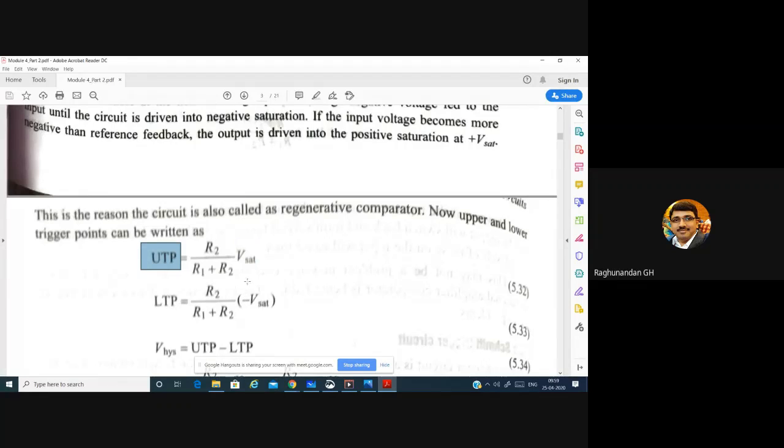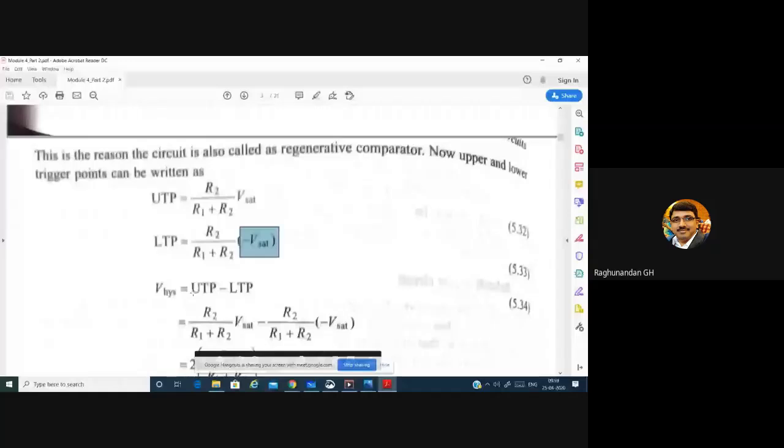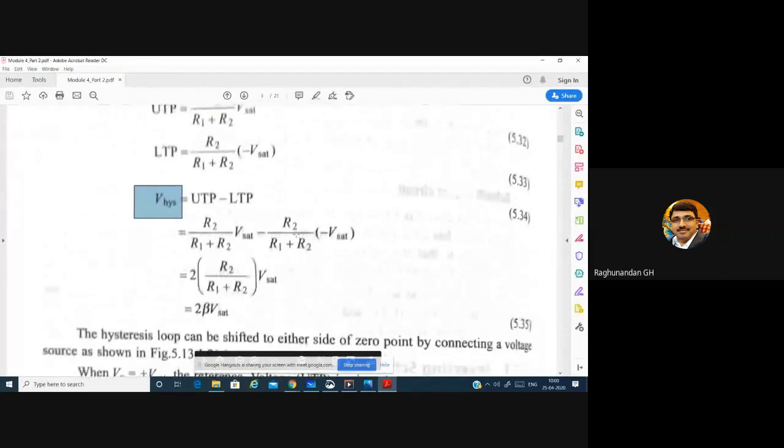LTP, lower threshold point, is found by considering minus V saturation. The voltage divider formula is the same, but in UTP we use plus saturation and in LTP we use minus saturation. The difference between these two, UTP minus LTP, will give you the hysteresis voltage. Substituting the values, since both are the same and minus of minus gets added up, we get 2 into R2 by R1 plus R2 into V saturation. So it can be written as 2 beta V sat.